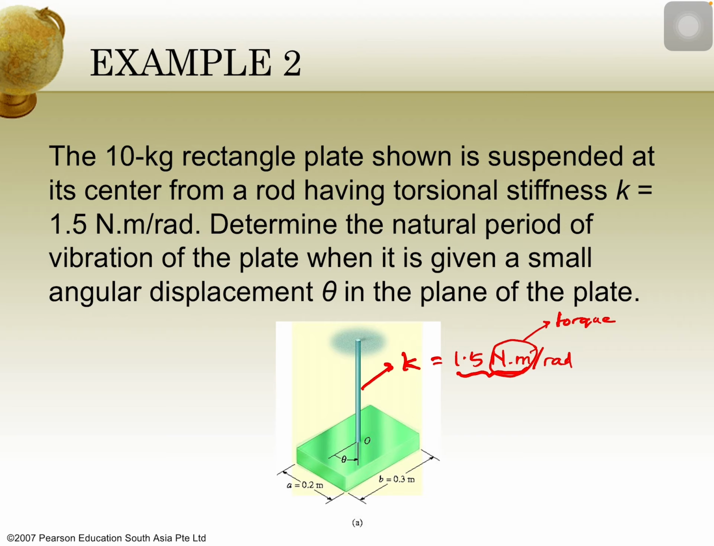It has a similar unit with torque, and the torsional stiffness, we divide by radian, because it is in rotational motion. Determine the natural period of vibration of the plate when it is given a small angular displacement. So again, it mentions small angular displacement theta in the plane of the plate. So it will rotate like this.